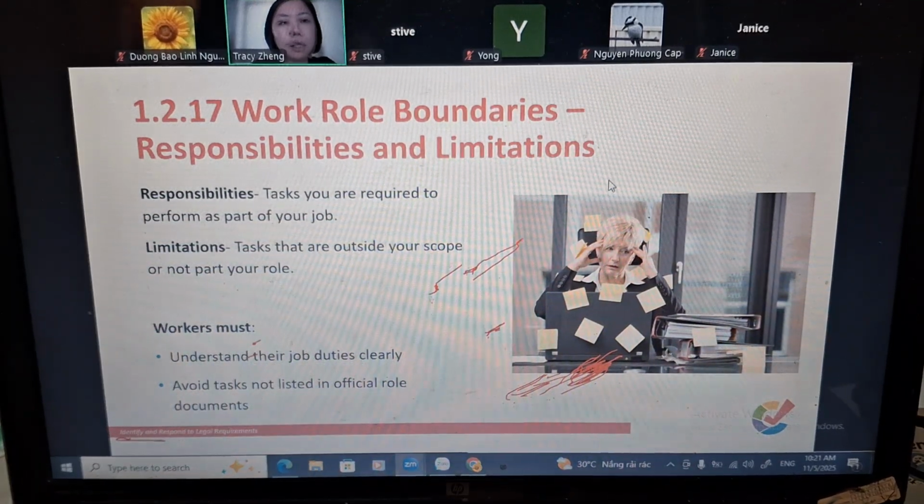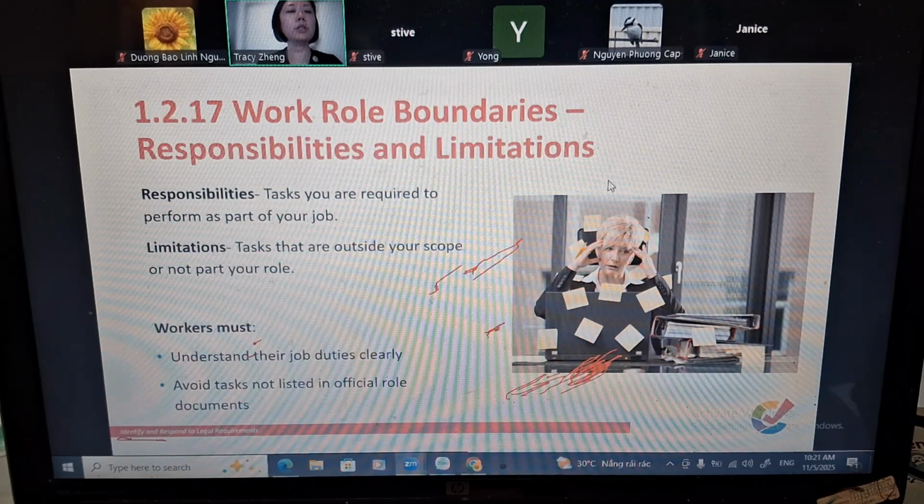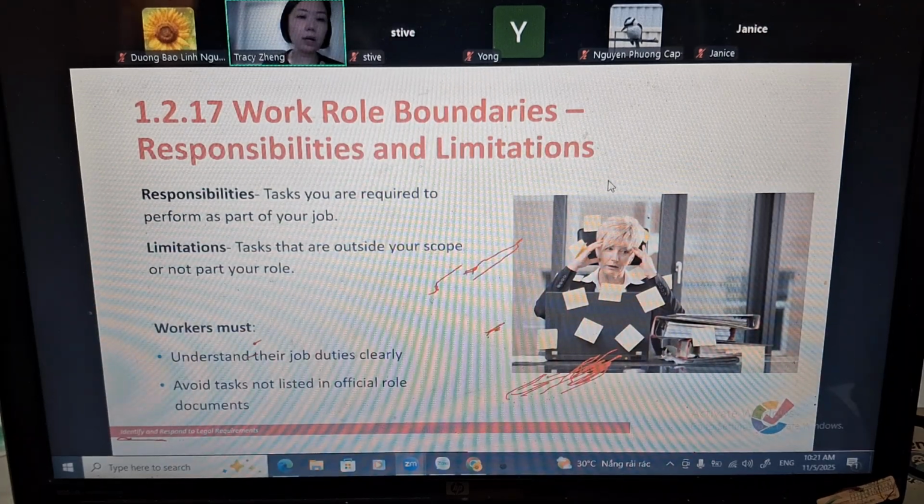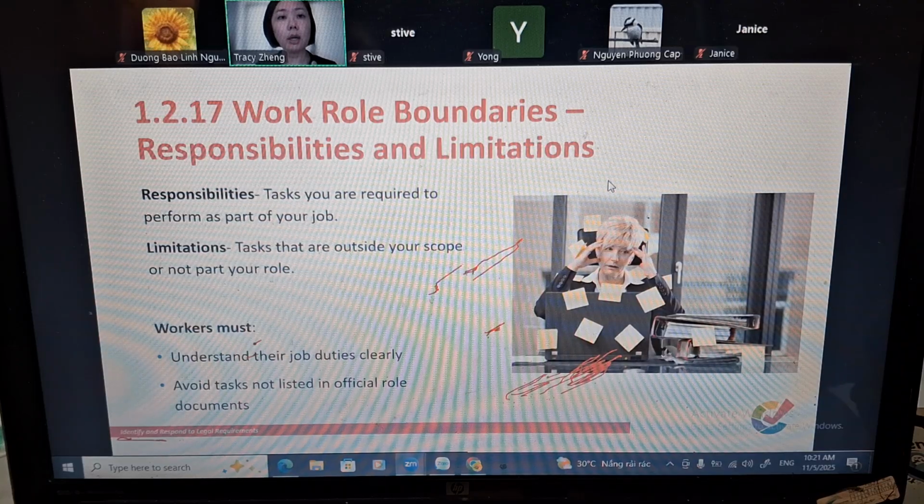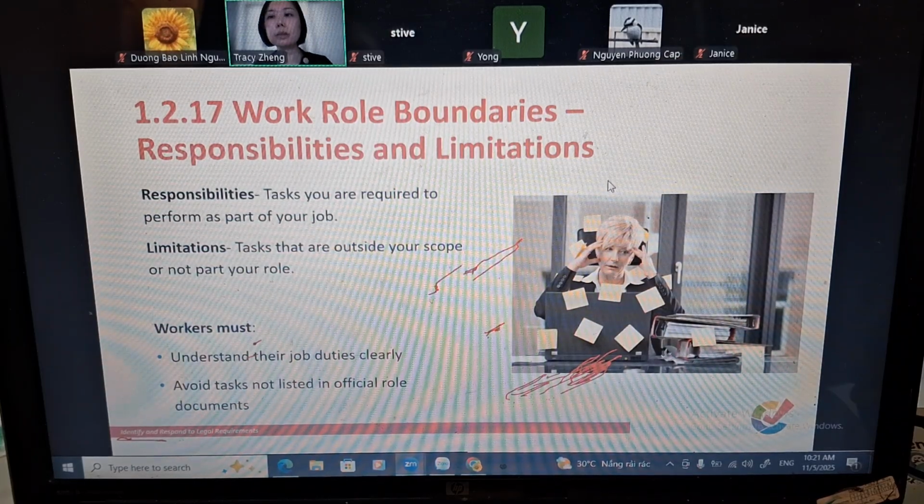And here is what is listed on the slide. As a worker, you must understand your job role clearly, and also make sure to avoid tasks not listed in your official role documents, which are your employment agreement and your job description. Okay, always ask for a copy of your job description. If something is not listed on your job description, then that's not your job to do. All right.